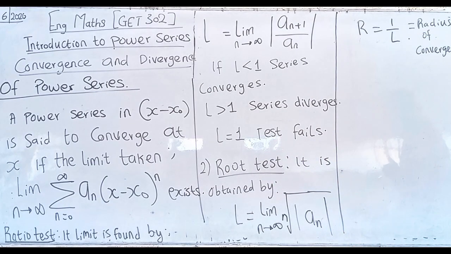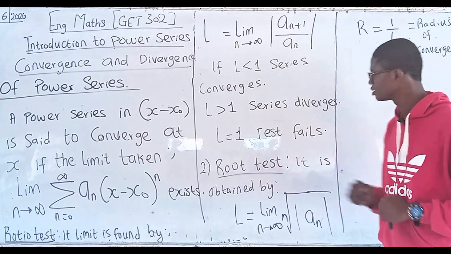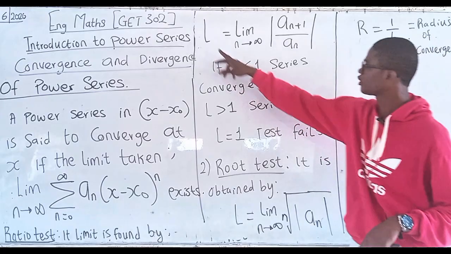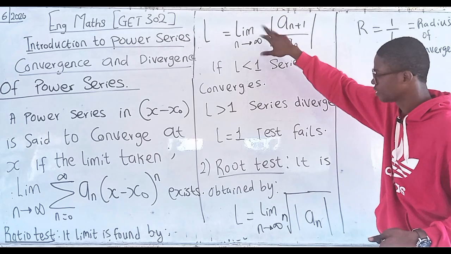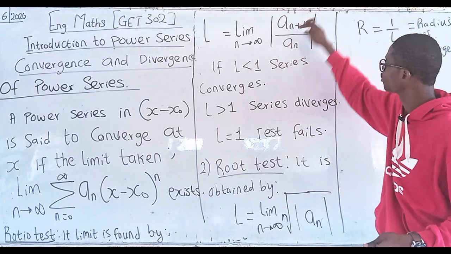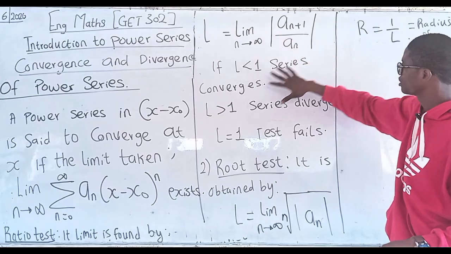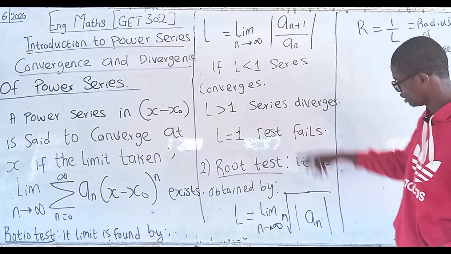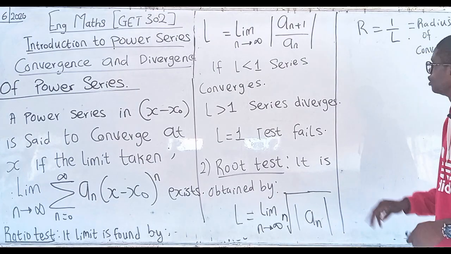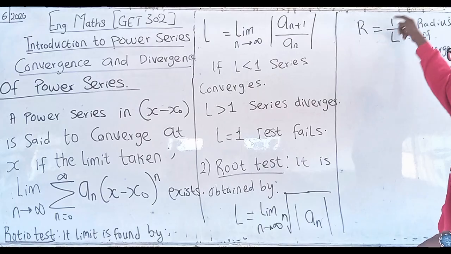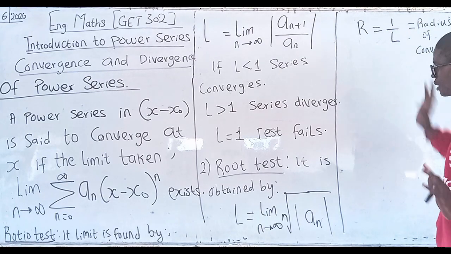Alright? So we have gotten that. These are the basic things you need to know. You can use your ratio or root test, and for each case you get L, because L is the value you are looking for. That is the limit of the absolute value of a n plus 1 all over a n as n approaches infinity, or in this case the limit of the nth root of the absolute value of a n. So if you get that L and take 1 over it, you get the radius of convergence. That's basically it.